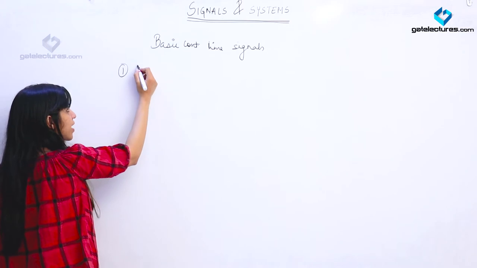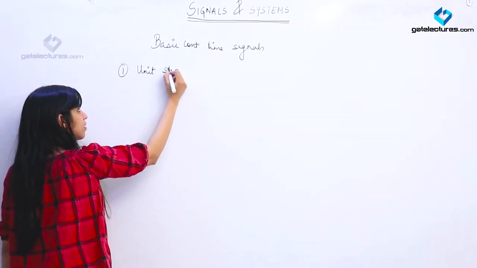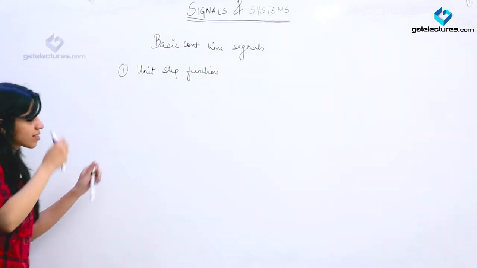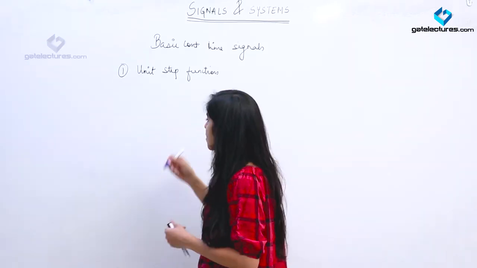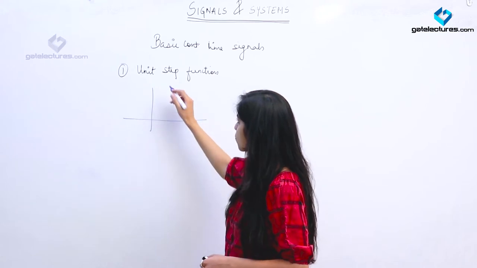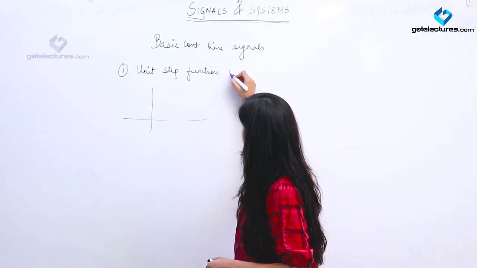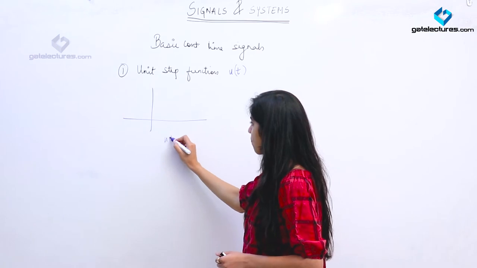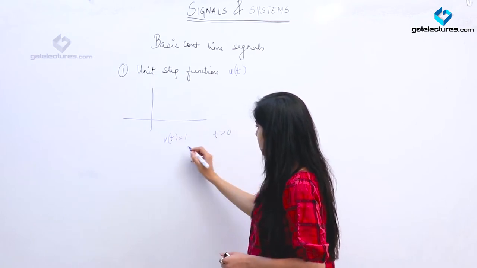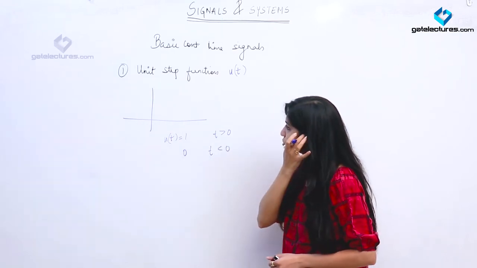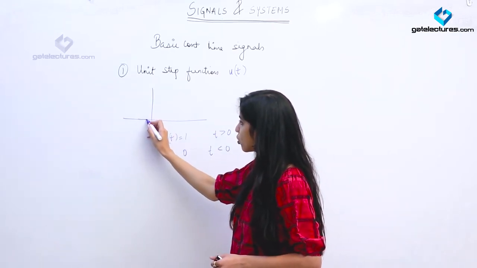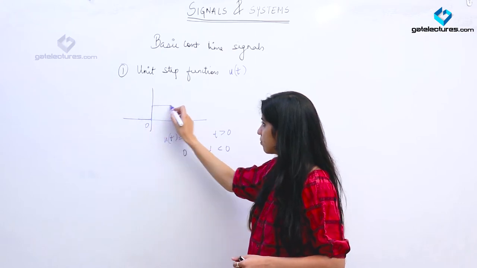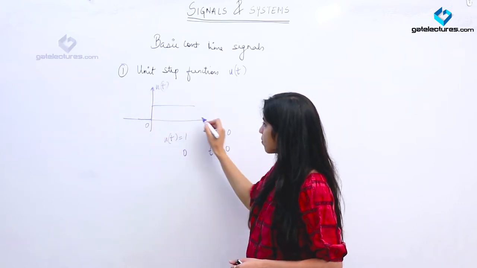So the first function that we are going to look at is the unit step function. This function is what its name signifies. This is a step of unit, a step of 1, which starts at t is equal to 0. We represent this unit step signal by u(t). The basic definition is that u(t) is 1 for positive time and 0 for negative time intervals. If I want to represent it, it is going to be 0 for all the time intervals before t is equal to 0, and 1 for all the positive time intervals.